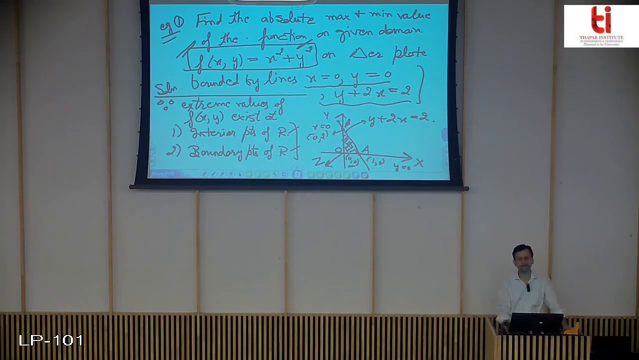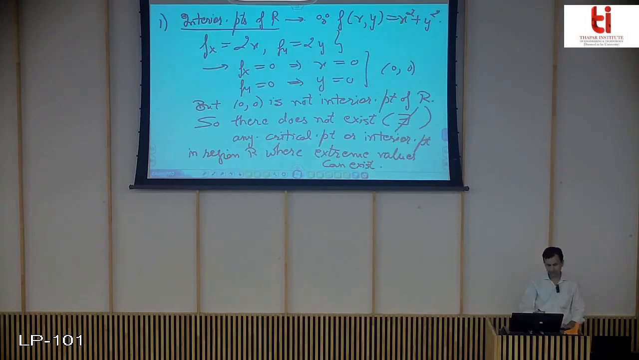I have shown you the figure where the graph of the surface of this function was displayed, and here the triangular plate is the region that is given to you, in the xy plane. About that region, whatever portion of the surface f(x,y) is coming, you have to find the maxima and minima of the function. So we start with the fact that extreme values exist at interior points and at boundary points.